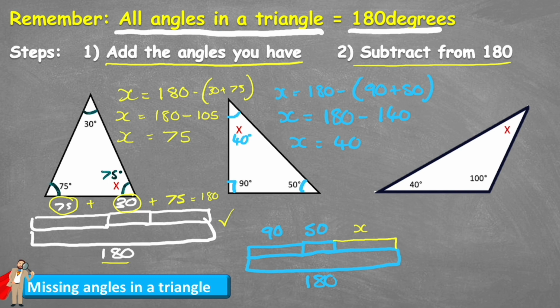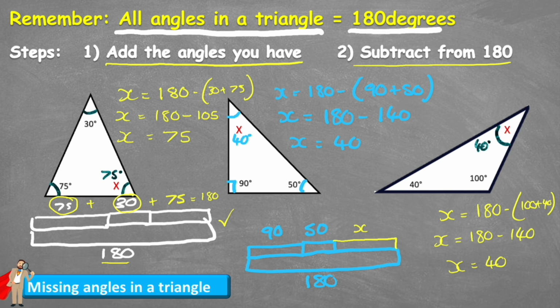Okay, one left. Let's have a little look at this one. And I'm going to do it without my bar model this time, just straight into the algebra. And I have X equals 180 subtract 100 plus 40. Therefore X equals 180 subtract 140. X equals 40. So the value of X is 40 degrees.